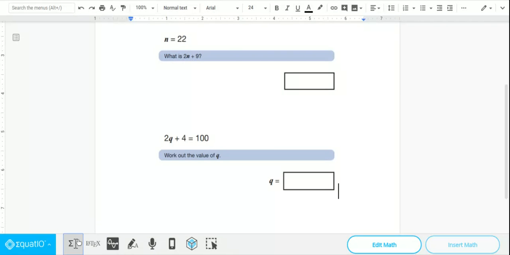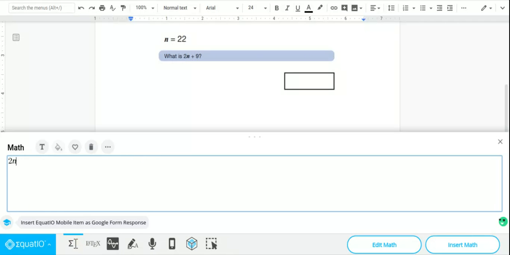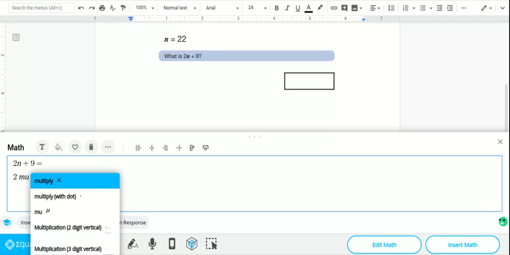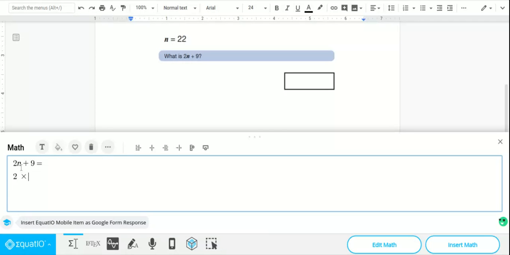So 2n plus 9 equals, we don't know. But we know that if you have a letter and a number together, like 2n or 2a or 2b, wherever it is, you times. This is times. So 2 times what? 2 multiplied by what? Now we know what n is. N is 22. So 2 times 22 equals 44. So 2n here equals 44.